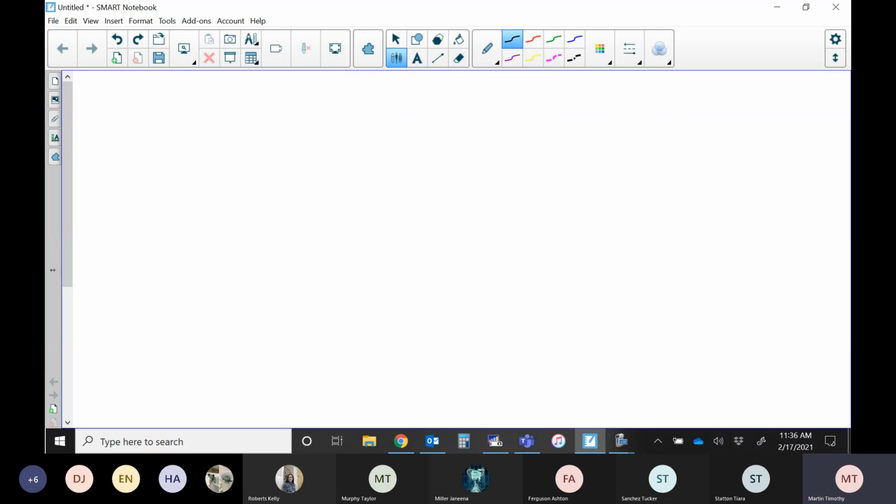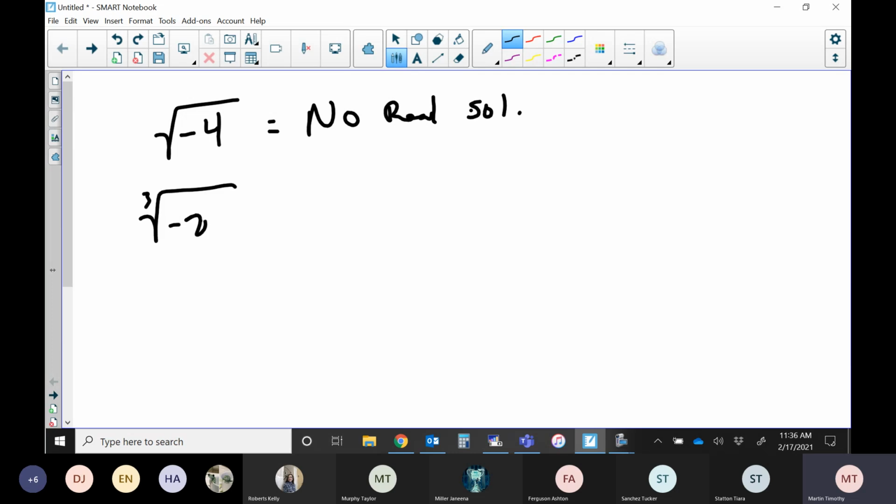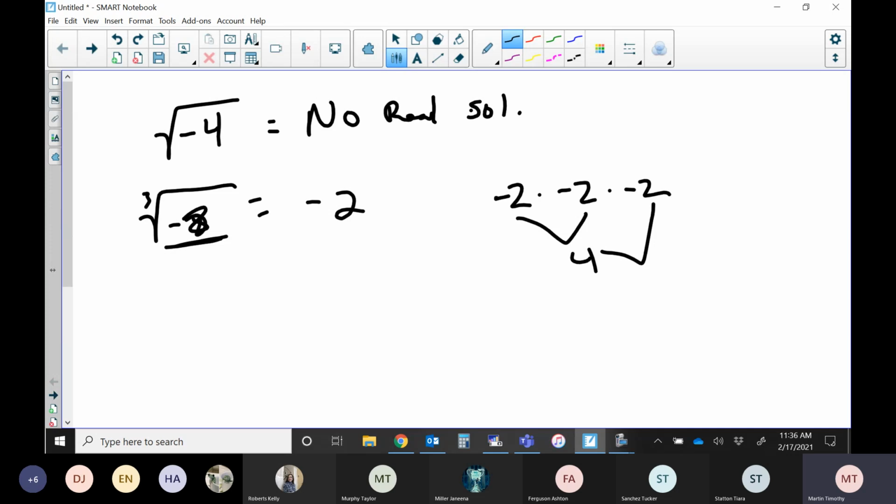So if I asked you for the square root of -4, what would you tell me? And we're talking about real numbers only. Your answer would be no real solution. If I asked you for the cube root of -8, you would find an answer here. Why? Because you are allowed to have a negative underneath. In fact, your answer would be -2. Why? Because -2 times -2 times -2, this kicks me to a 4, but then this kicks me to a -8. So this would be my answer.